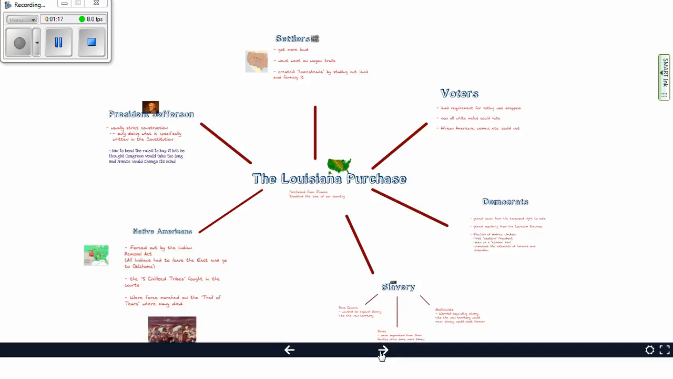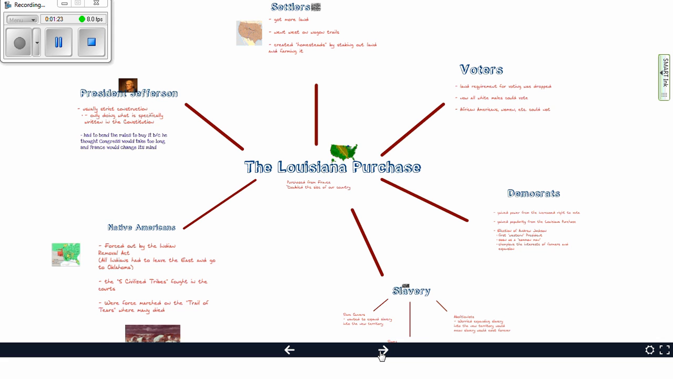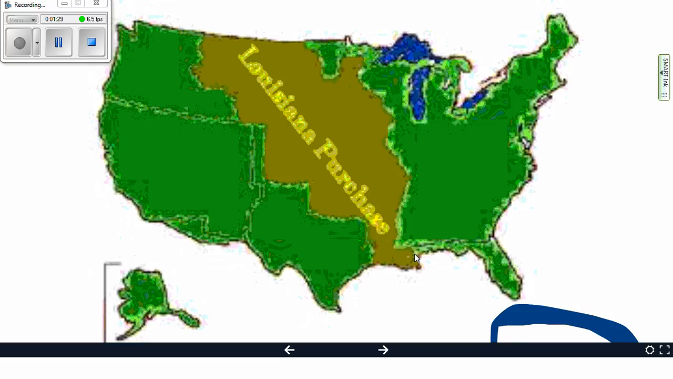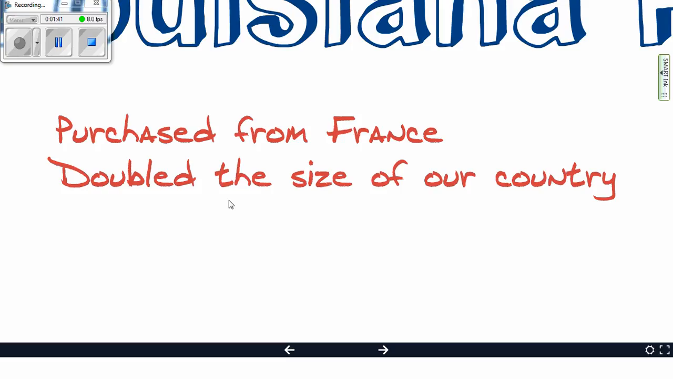Today we're talking about the Louisiana Purchase, and you've already seen this on the maps that you colored after the test. The Louisiana Purchase is this area of land right here, including the modern state of Louisiana, but then extending all the way up the Mississippi and all the way over here, not including Texas. So that huge chunk of land. And we get the Louisiana Purchase from France.